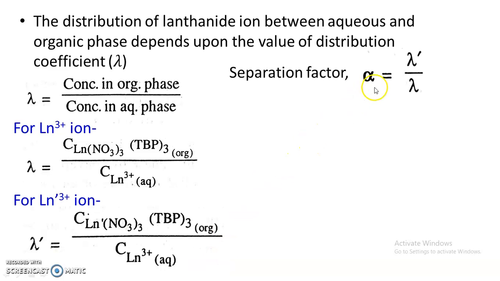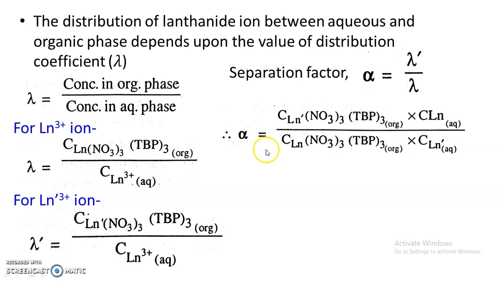And separation factor alpha is the ratio of distribution coefficients of two different lanthanide ions, that is lambda dash upon lambda. So we know lambda dash and lambda, we just take the ratio. So alpha is equal to the concentration of Ln, or lanthanum, one lanthanide ion in the organic phase in the form of complex, times the concentration of Ln' in aqueous, upon the concentration of the other lanthanide ion in the organic phase in the form of complex, times the concentration of Ln' in the aqueous phase.